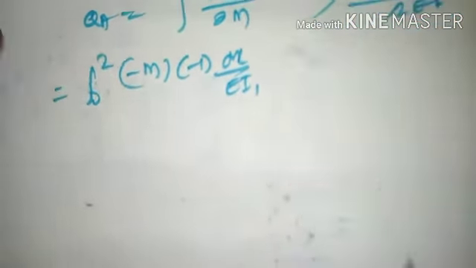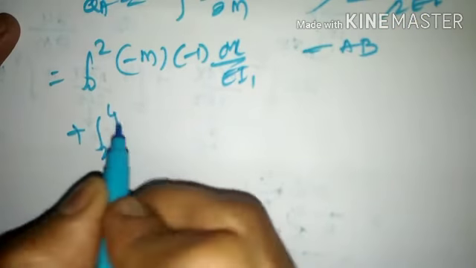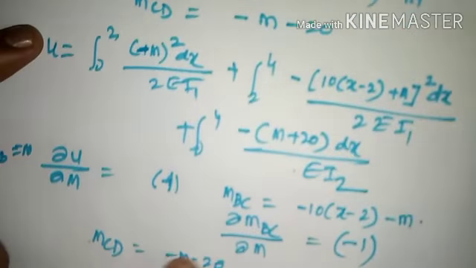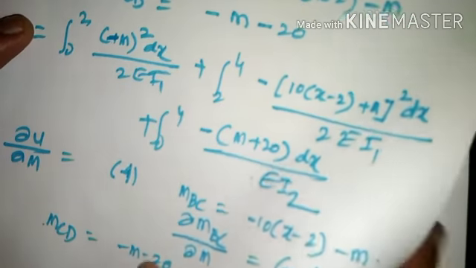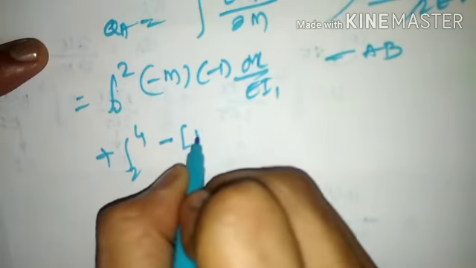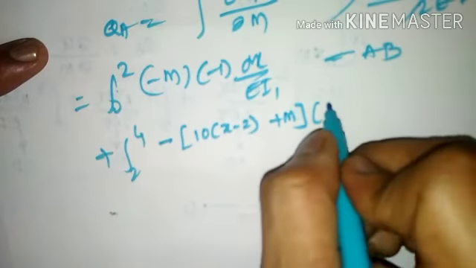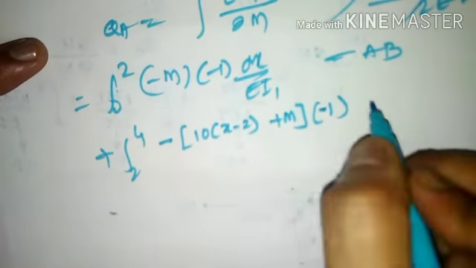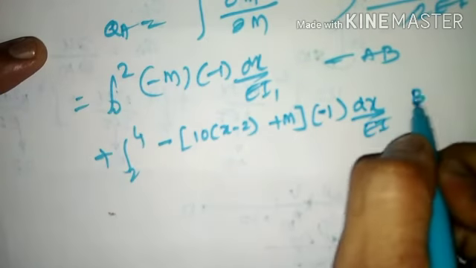Then the next expression that I need to consider here, this is for AB. The next expression is 2 to 4. When I consider 2 to 4, the expression of m is minus of 10 x minus of 2 minus of m. So I should take the minus term outside. If I take the minus term outside, it will be minus of 10 x minus of 2 plus of m, in brackets, it is 1 into minus of 1. So minus into minus will become plus, dx divided by EI. So this is for B to C.